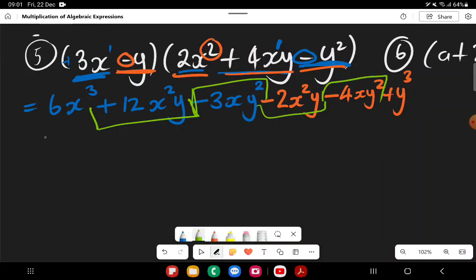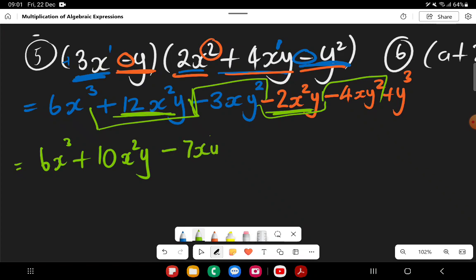So we can write it down as 6x cubed. 12x squared y minus 2x squared y is 10x squared y. Then negative 3xy squared, negative 4xy squared is negative 7xy squared plus y cubed. And there we go. So in this one, instead of writing it in 2 lines, we wrote everything on 1 line, and we looked for like terms.